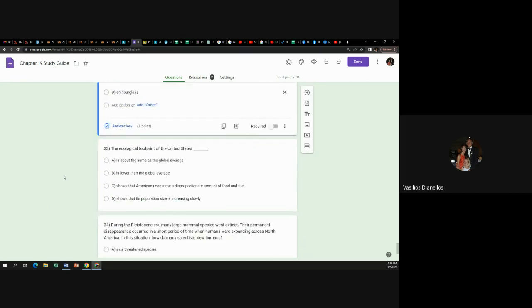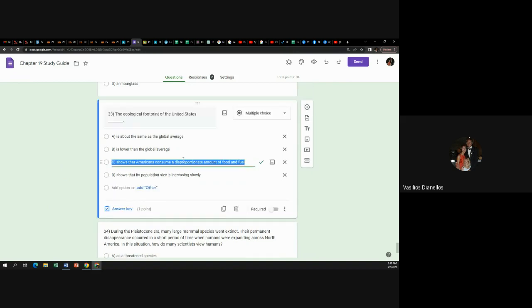All right, ecological footprint of the United States. This probably will be on the exam because not only have I said it, but you should know it from the lab. It shows that Americans consume a disproportionate amount of food and fuel. Or I can change this to be the correct answer by saying it is above the global average. Or I could change this one to say it is not lower than the global average, right? So again, we're above the global average, basically. We use more resources than the average human on Earth. Any questions about 33?